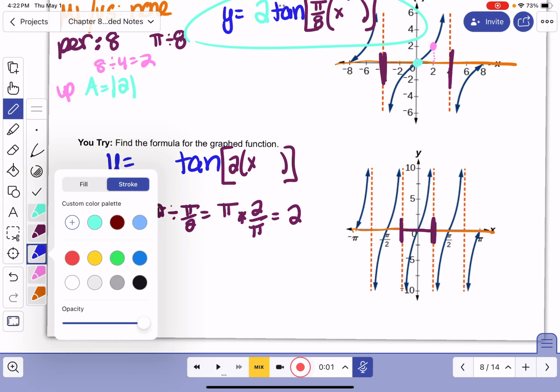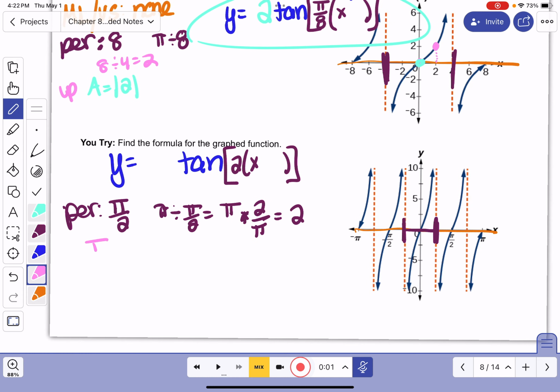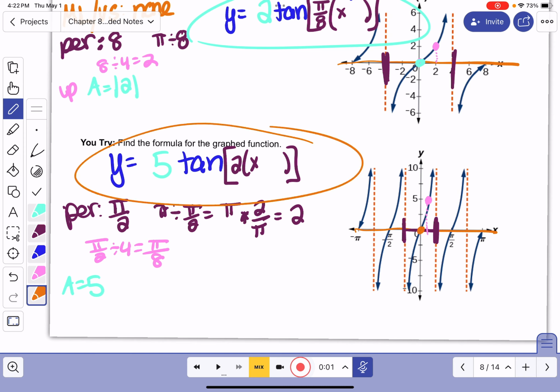Pi over 2 divided by 4 is pi over 8. So it's like halfway in between that. So if I go halfway, we go up to about 5. This one's hard to tell on here. But that means our amplitude is 5, so I'm going to stick that in front. And then our center point is at the origin. So that's the equation.